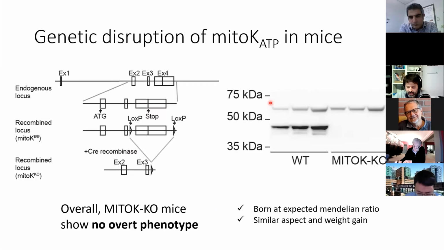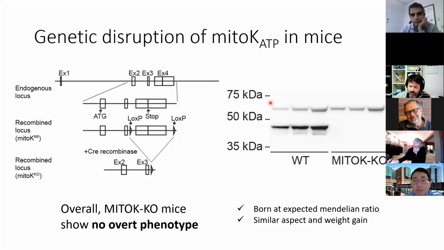However, then we move to the mouse model. So we developed a global knockout model. As I told you, cells have no major phenotype, and also the global constitutive MITOK knockout mice show almost no overt phenotype, because you see normal, the mice are born at normal Mendelian ratio. At least until 4 months of age, they are pretty normal, with the same weight and everything.